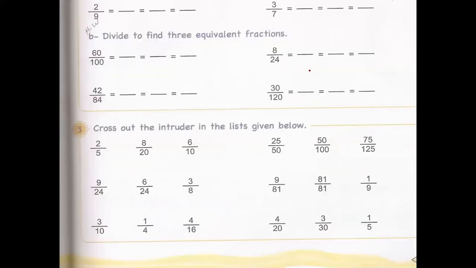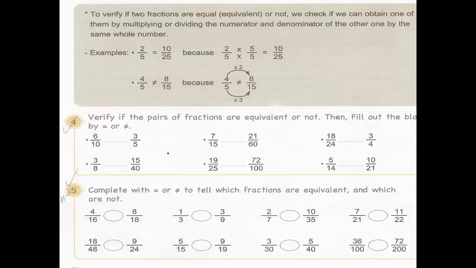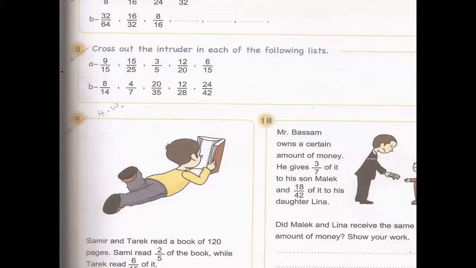It's the same as the previous question that we did. We did exercise 3, page 85. It was about the intruder. We said that we will circle first the smallest fraction, then we will check which fraction is non-equivalent to the smallest one, it's the intruder. So here it's the same. In order to cross out the intruder in each of the following lists, first I will circle the smallest fraction, then I will check which fraction is non-equivalent to the smallest one, it's the intruder.